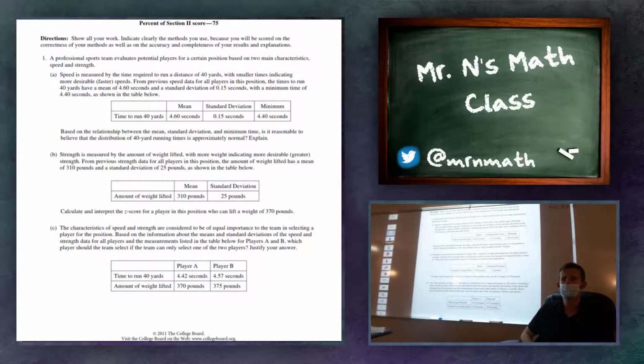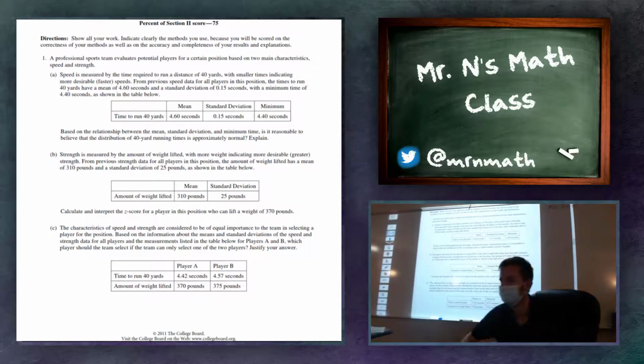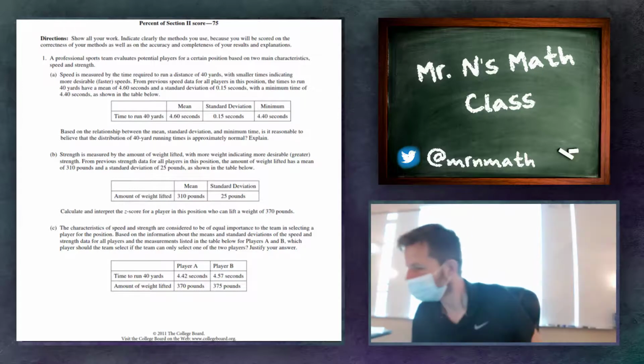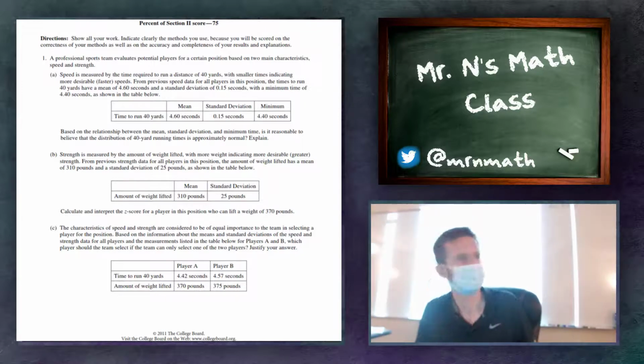Nope. We have a nope. Emily, what do you think? I don't think so. She does not think so. Who wants to elaborate? I mean, is the standard deviation close to 0? So, since the minimum is 4.4, you can only go 1 full standard deviation to the left.